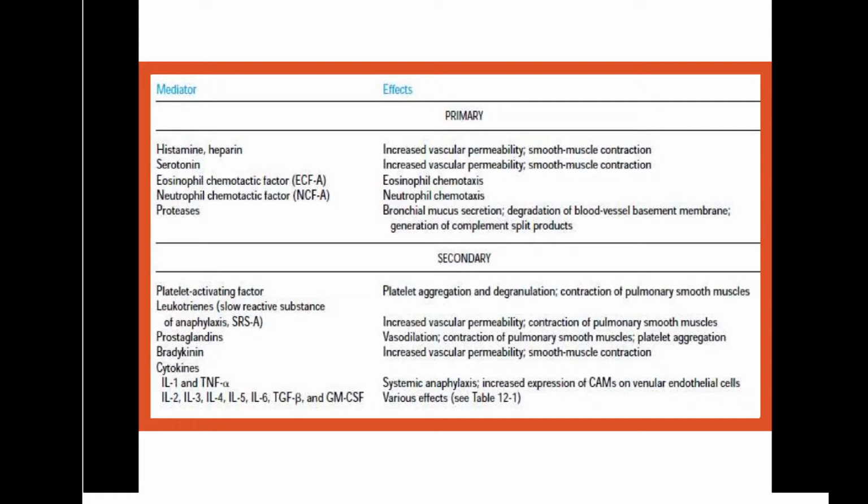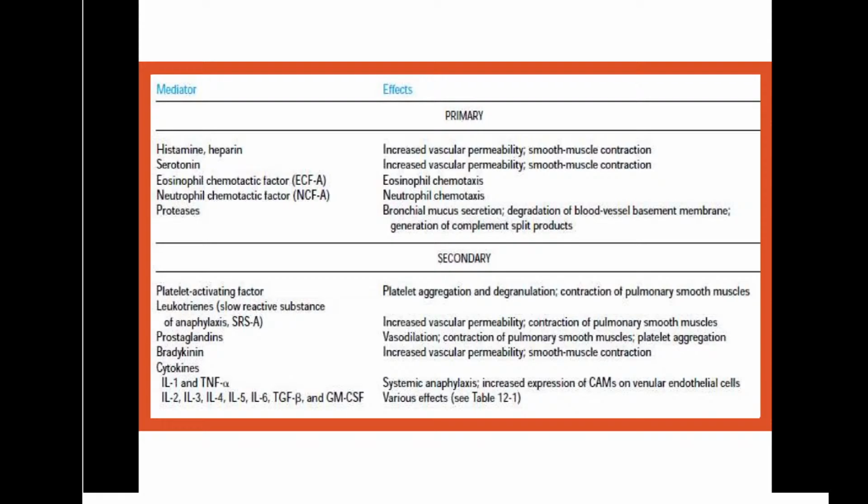Leukotrienes, the slow reactive substance of anaphylaxis, cause increased vascular permeability and contraction of pulmonary smooth muscles. Then prostaglandins cause vasodilatation, contraction of pulmonary smooth muscle, and platelet aggregation.